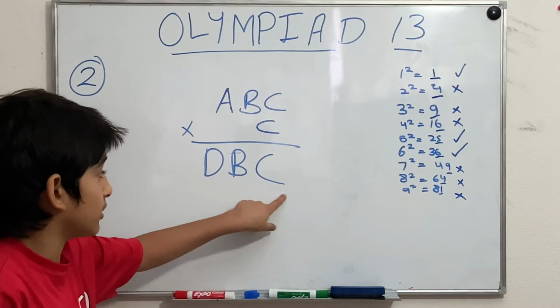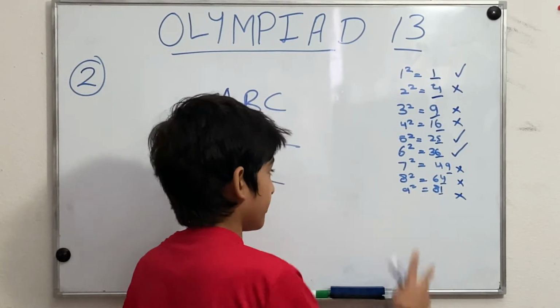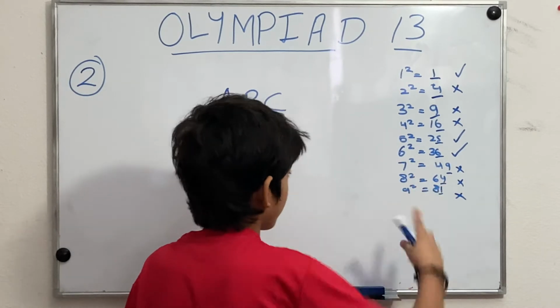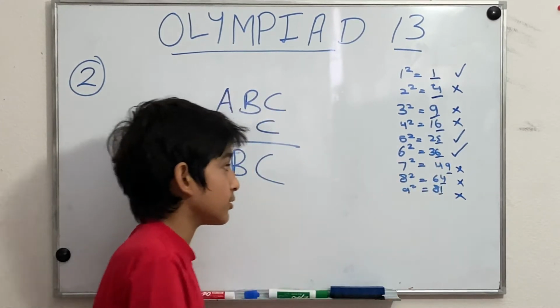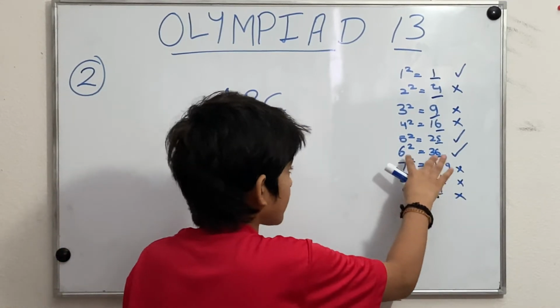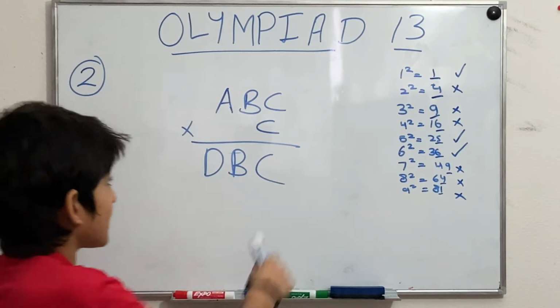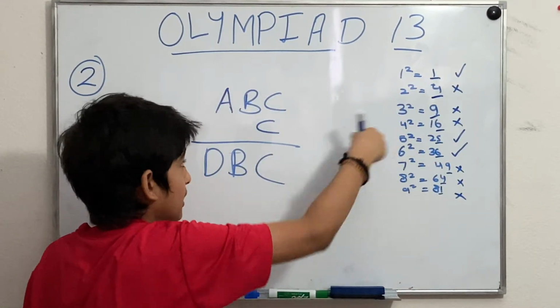Now we just have to look at the units digit and see if they both match. Like 9 and 1, do they match? Nope. 8 and 4, do they match? Nope. 7 and 9, do they match? Nope. And then so on. So I checked the ones that match. Like 6 and 6 match, 5 and 5 match, 1 and 1 match. Now we just have to test every potential number that I checked here.